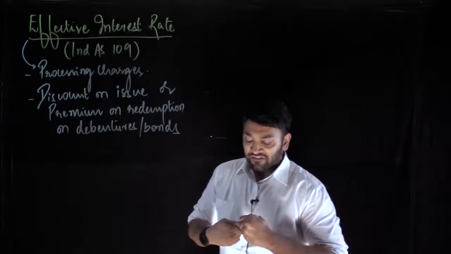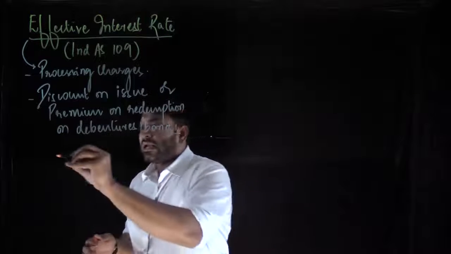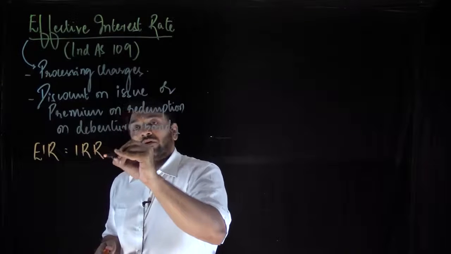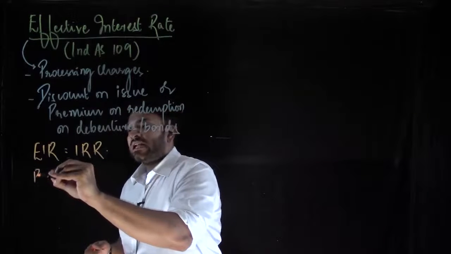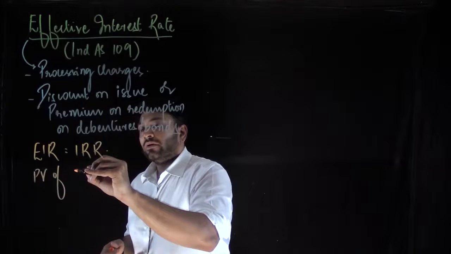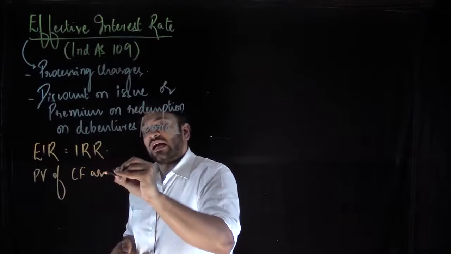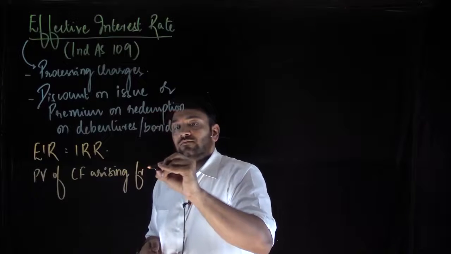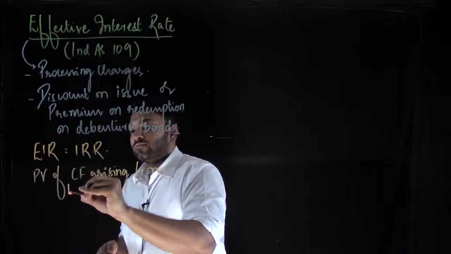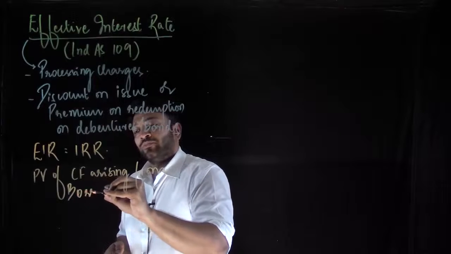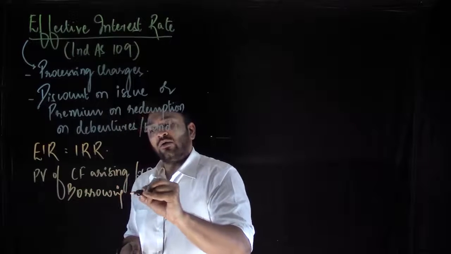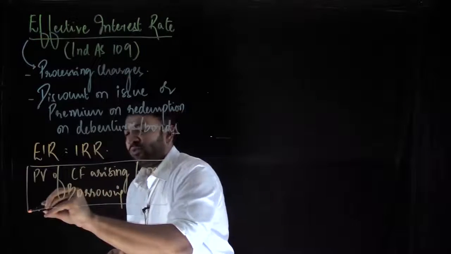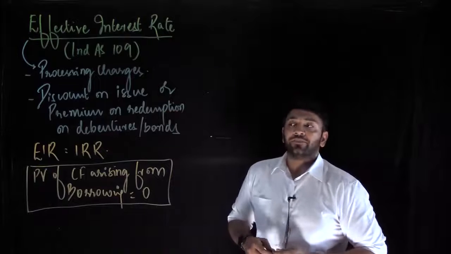What exactly is the effective interest rate and how do I calculate that? Like I said, EIR is simply equal to the IRR, where the present value of cash flows arising from borrowing are equated to 0. This is the place where we get the actual effective interest rate.